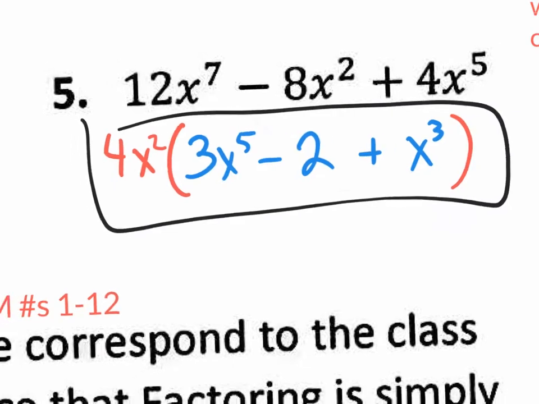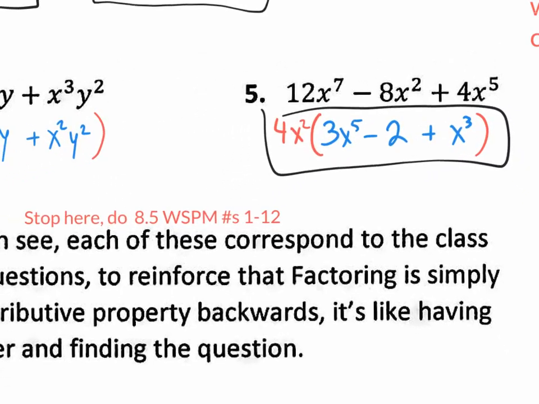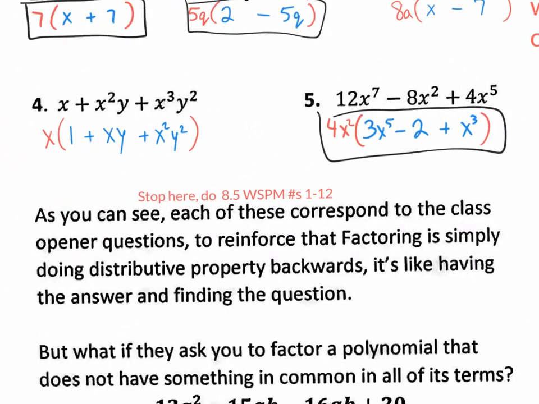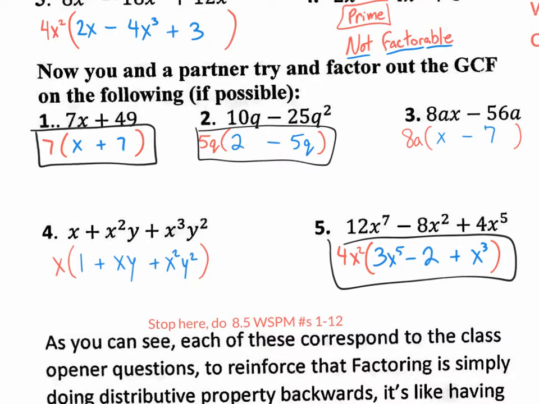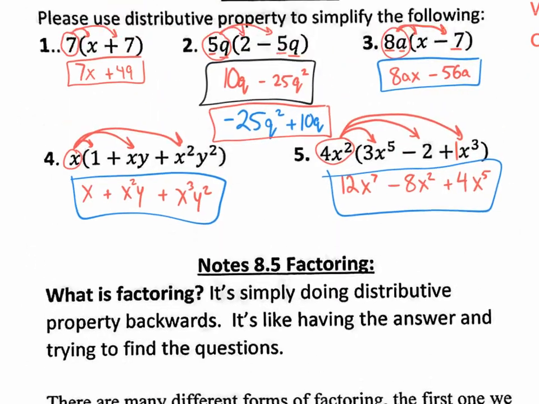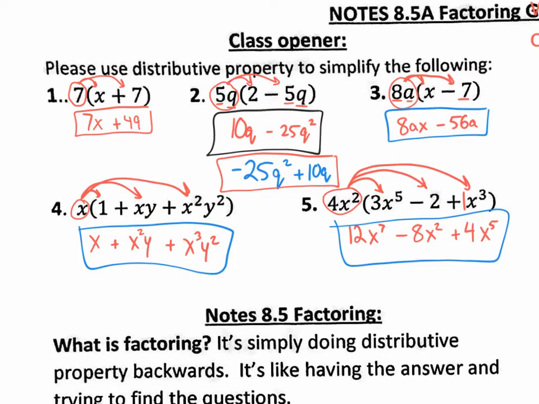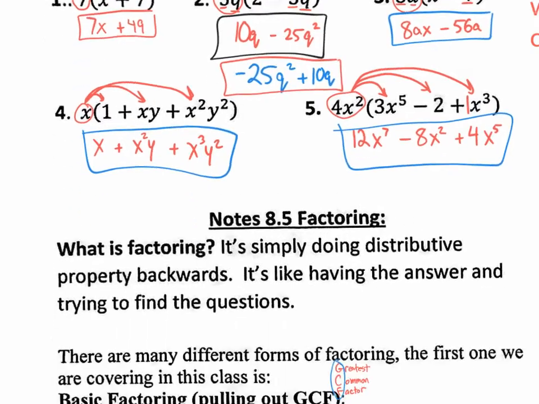Now, if we continue reading on this paper, it says, as you can see, each of these corresponds to the class opener questions to reinforce that factoring is simply doing distributive property backwards. It's like having the answer and finding the question. So if you compare what we just did right here to the class opener up here, we see that it's the same problems, right? It's just that down there I asked you to factor 7x plus 49, and when you factor it, you end up with the above distributive property problem. Cool?